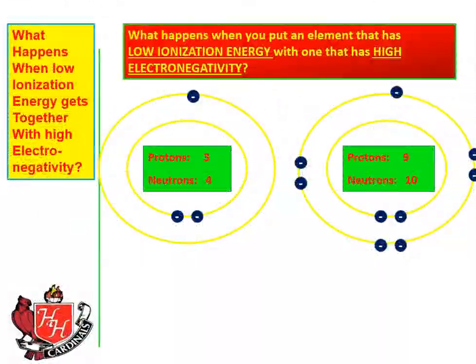Okay, so what happens when low ionization energy gets together with high electronegativity? So what we're doing is we're putting a lithium atom together with a fluorine atom. So you have one atom, the one on the right, the fluorine, that likes to pull in, it has high electronegativity, it likes to pull in electrons, and you have lithium on the left that has low ionization energy, meaning it doesn't take a lot of energy to pull that valence electron away from lithium. So what do you think happens when they get together?